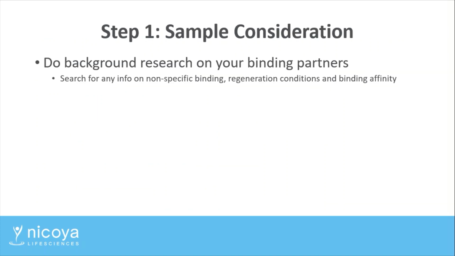One of the first things to do when planning an OpenSPR experiment is a literature background search on your binding partners. This would include looking for any past binding kinetics data, which could provide useful information on the potential binding affinity and sample conditions for your experiment.